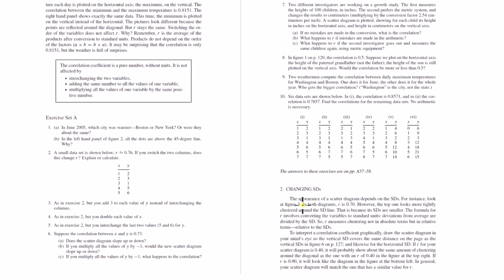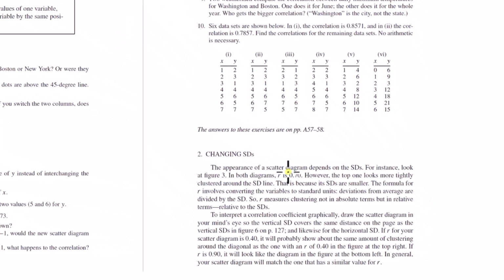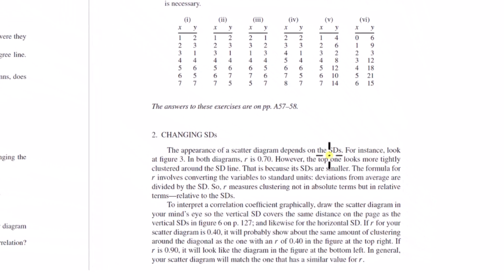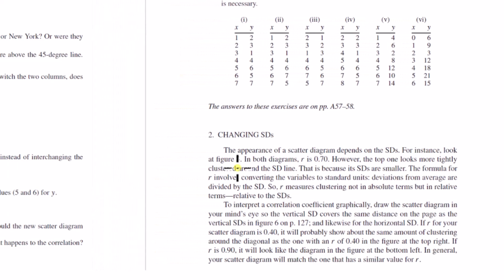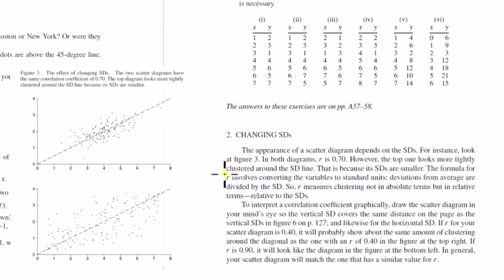Okay, so it says, the appearance of a scatter diagram depends on the standard deviations. For instance, look at Figure 3. So let me bring in Figure 3 here. It's on the next page. Okay, so here's Figure 3. It says in both diagrams, R is 0.7, positive 0.7. However, the top one looks more tightly clustered around the SD line.